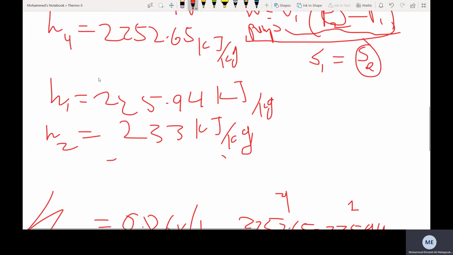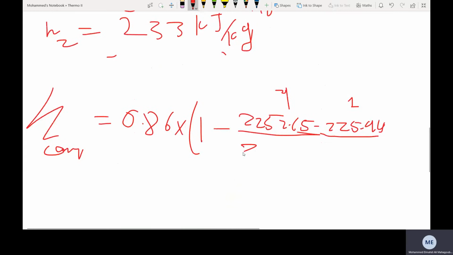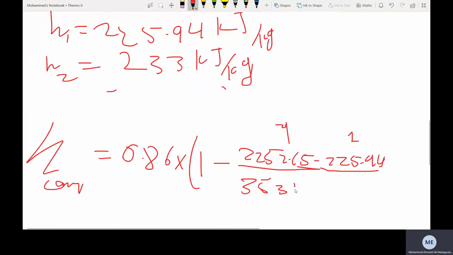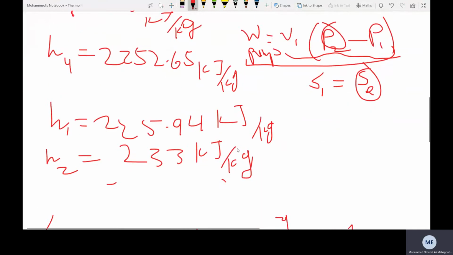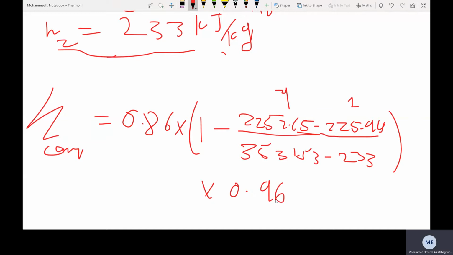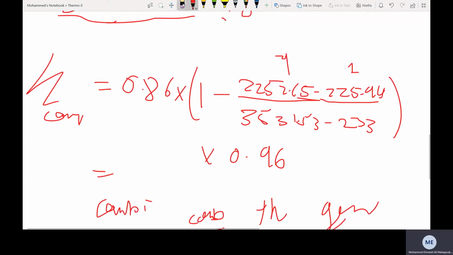Over now H3 minus H2. H3 is 3531.53 minus H2, which is 233. All of them are kilojoules per kilogram, all of them are specific. Then multiplied by the electric generator efficiency. So basically that will be your final answer.